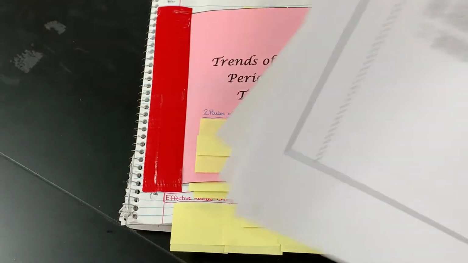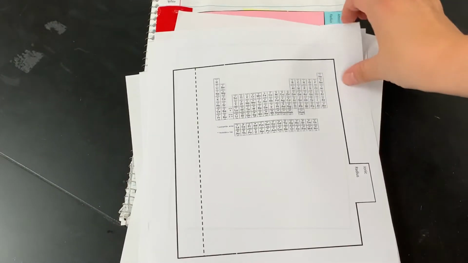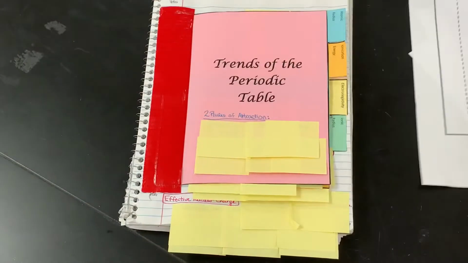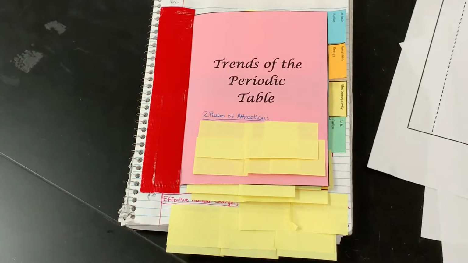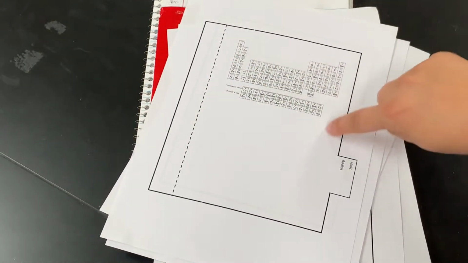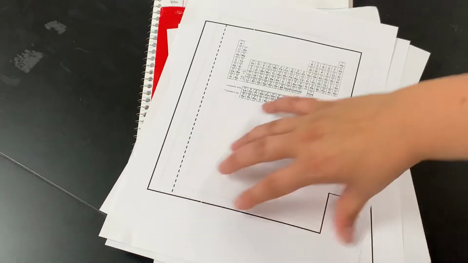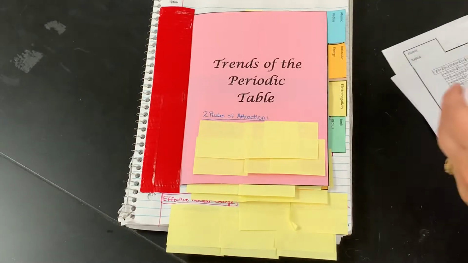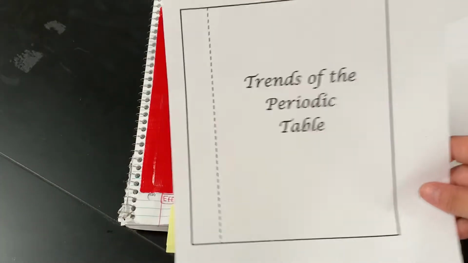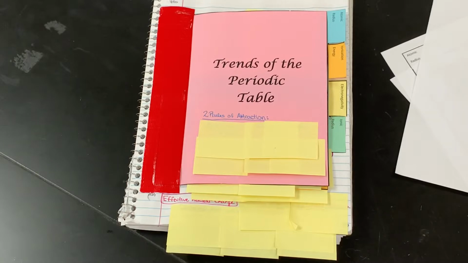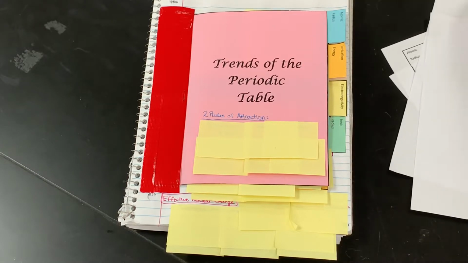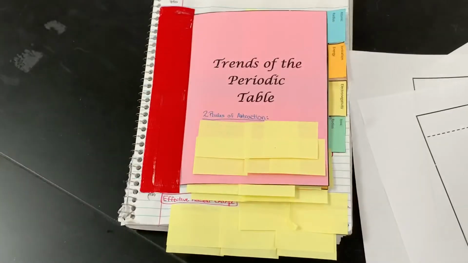All right, so you are starting with these handouts, and we are going to end up making a tab foldable. What I want you to do is cut out around the black lines on each of your pages. Then you're going to put them in order. The top is going to be the one that says trends of the periodic table, followed by the one that has atomic radius in the corner.